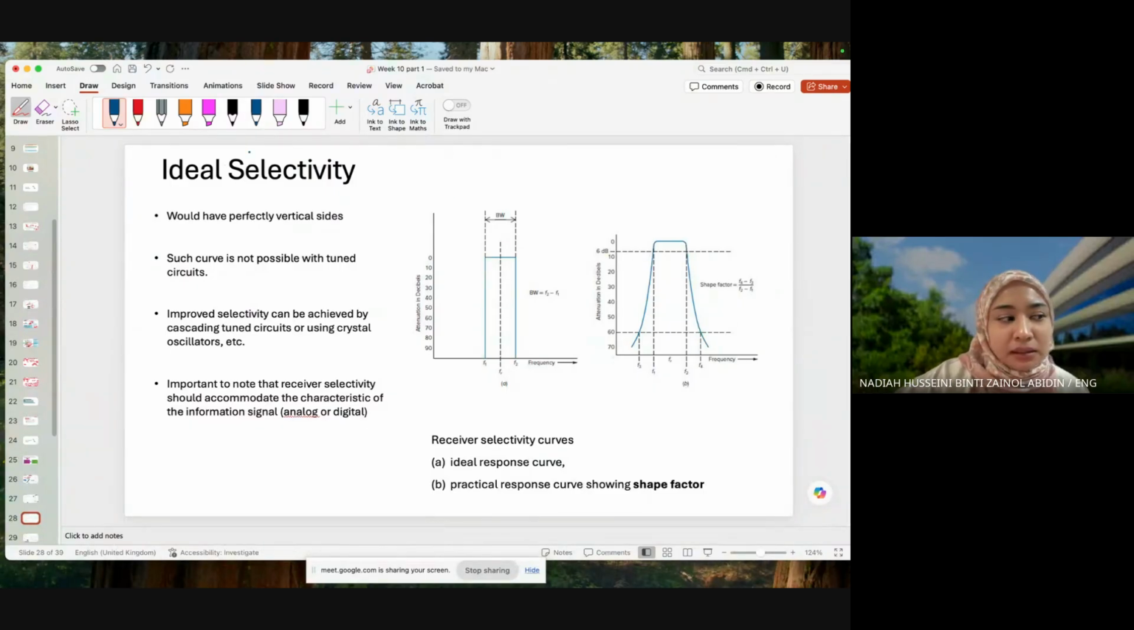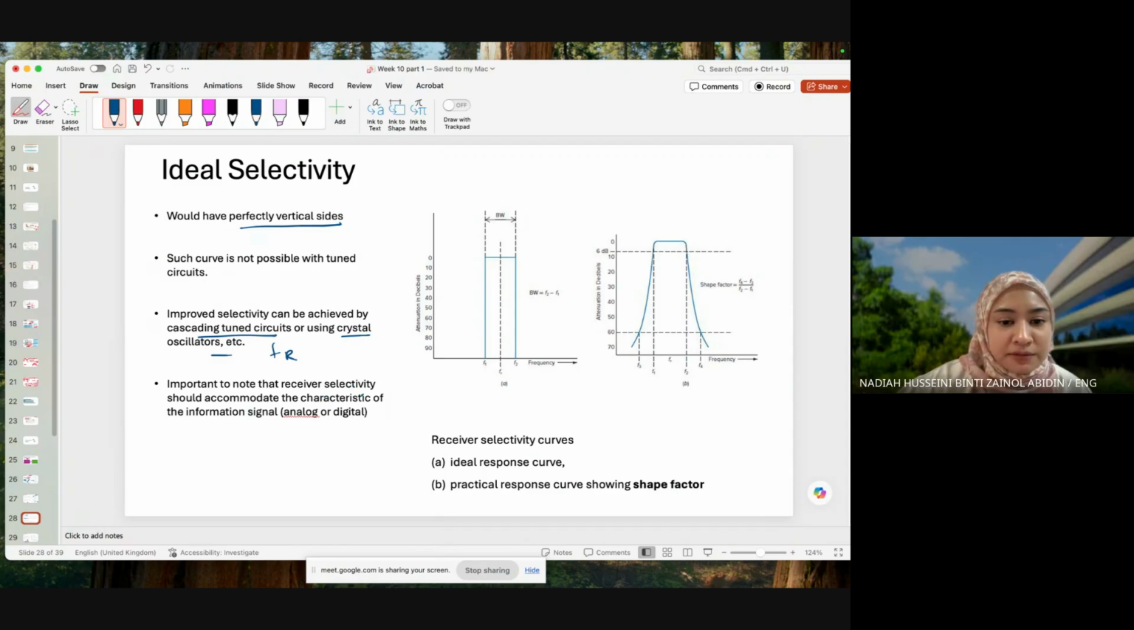So what does ideal selectivity look like? Ideal selectivity would have perfectly vertical sides like this, like a box. Of course, that's not possible. Such a curve is not possible with tuned circuits. In the digital world, maybe, but for analog, it's not possible. We can improve selectivity by cascading tuned circuits or using crystal oscillators as FR to maintain the FR and change the Q. That would be easy.